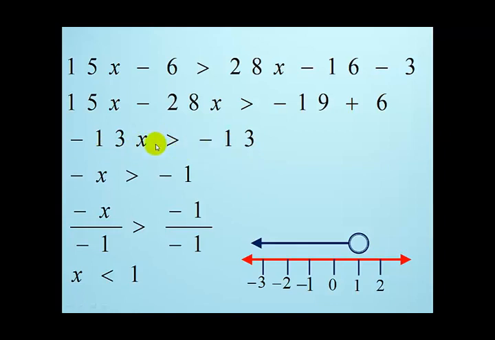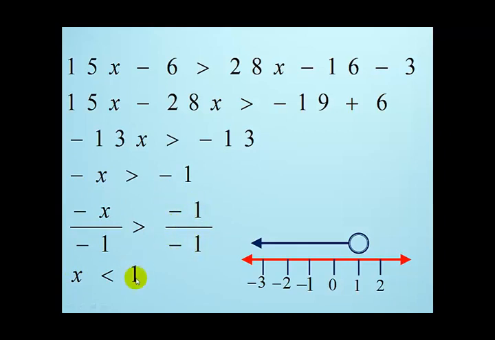Now first, let's divide through by 13. Dividing minus 13x by 13, we are left with minus x. When we divide minus 13 by 13, we are left with minus 1. So we have −x > −1. Take note that we are solving for x, not minus x. So we divide the left hand side by negative 1, and we divide the right hand side also by negative 1. Dividing minus x by minus 1, the answer is x. Dividing minus 1 by minus 1 is equal to 1.